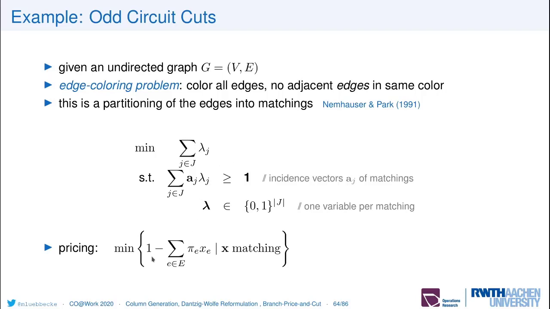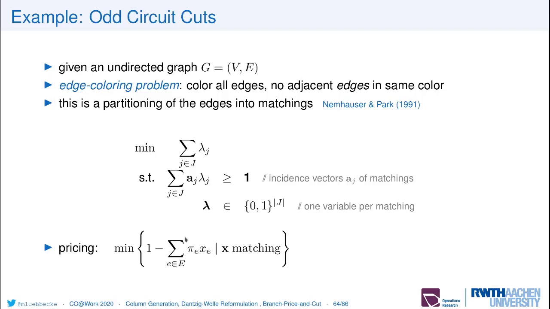So here is the formula for the reduced cost. It's again the original cost 1 minus a dual variable vector times a coefficient column. And the coefficient column encodes in binary a subset of the edges. So that should be a matching, right? And because I have a constraint here for every edge in the model, I have a dual variable for every edge. And that goes perfectly well here in the objective function.